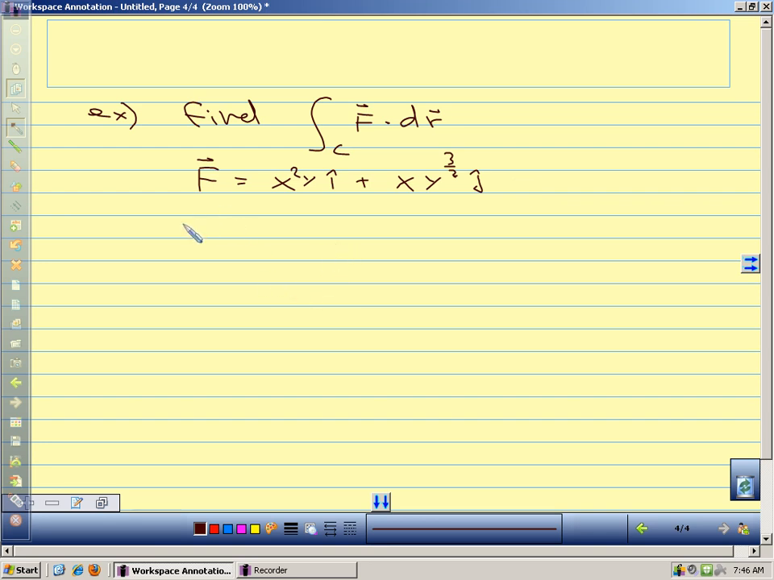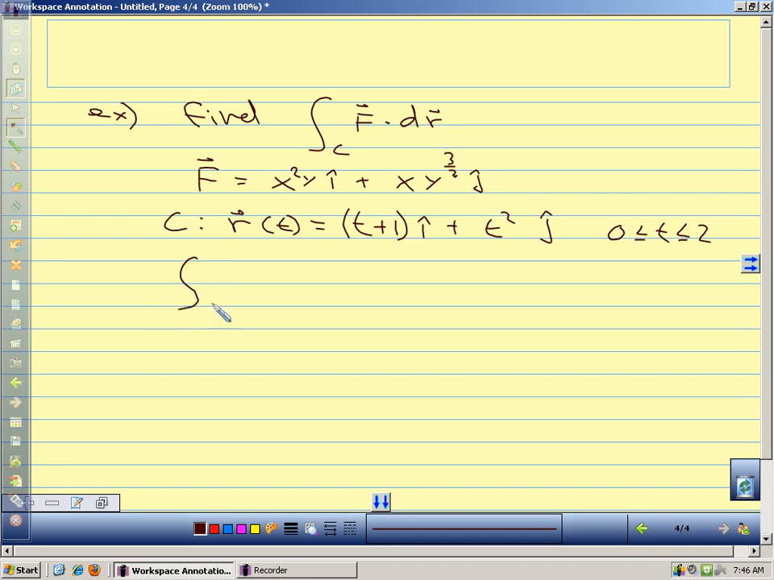And our curve is given by r of t equals (t plus 1)i plus t squared j, 0 less than or equal to t less than or equal to 2. And we're going to take a look at how to use the differential form to evaluate this integral.